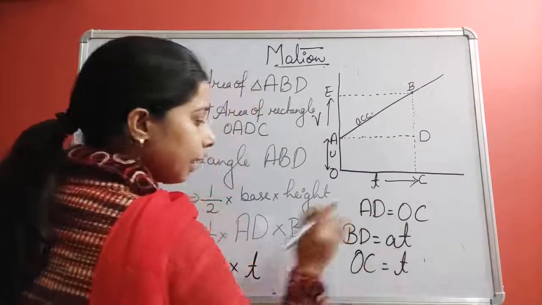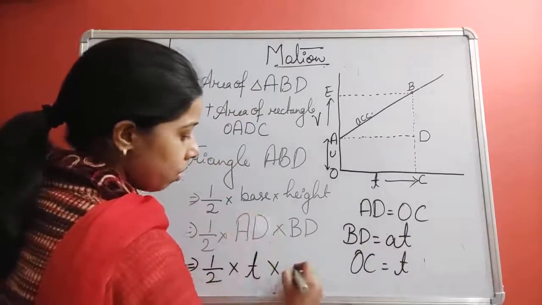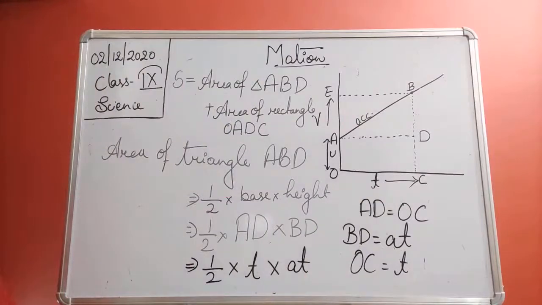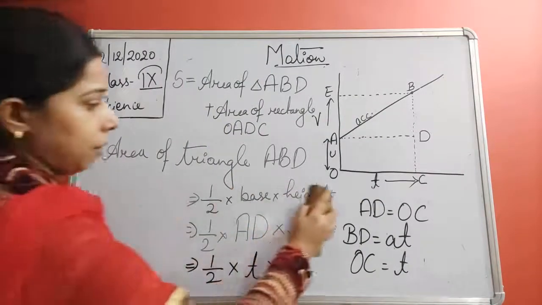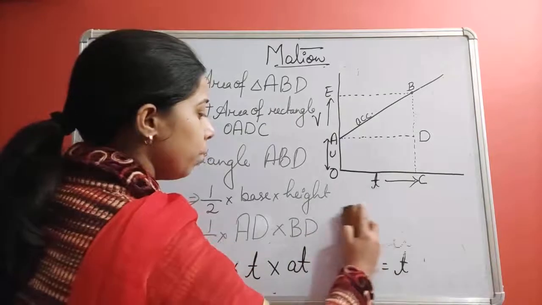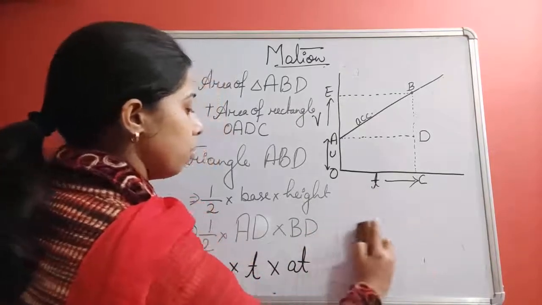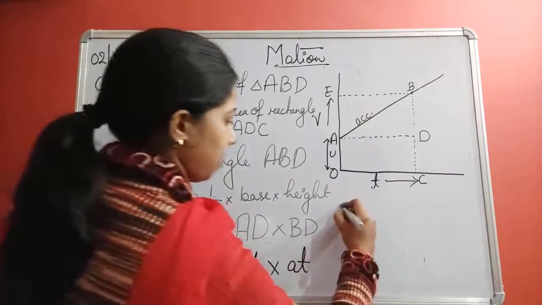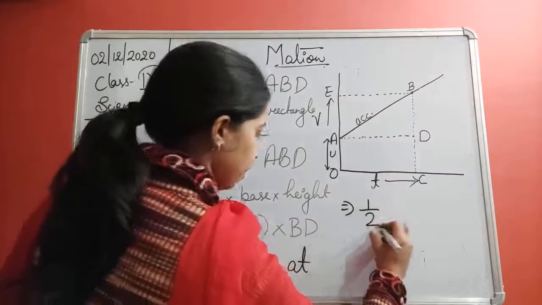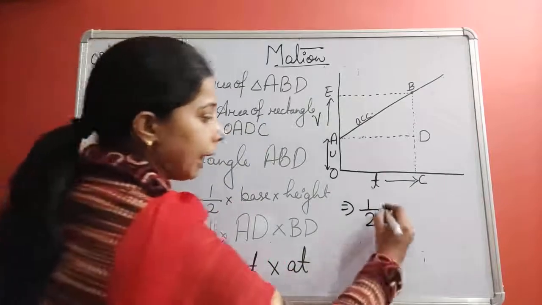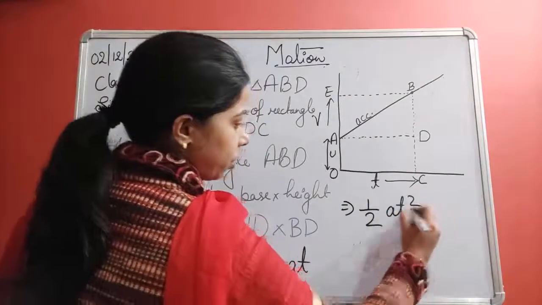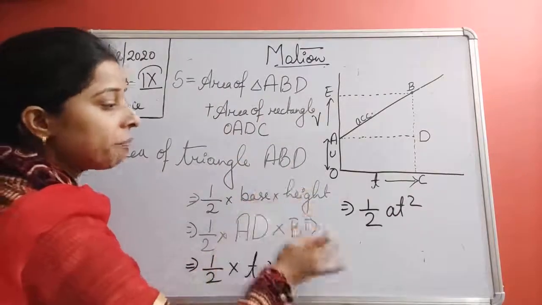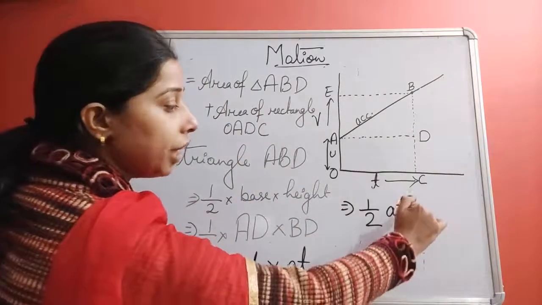So ultimately AD will be equal to T into AT. Now this will be equal to half. A is there, T into T, that is T square, so half AT square. So the area of triangle ABD came out to be half AT square.